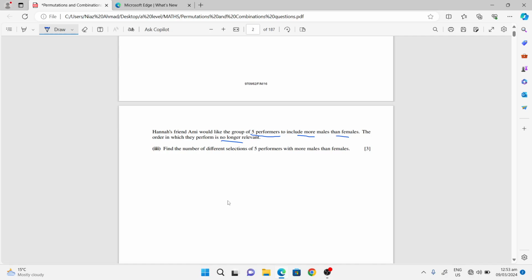It has become combination. So we can say if I have male, there are 5 males, and then I have female over here, and then I have my selections. So the first scenario of the 5 team could be if I choose 3 males, 2 females. Second could be if I choose 4 males and 1 female, and 5 males and 0 females.